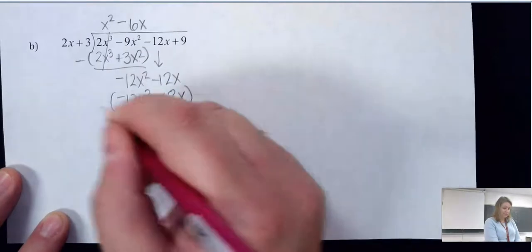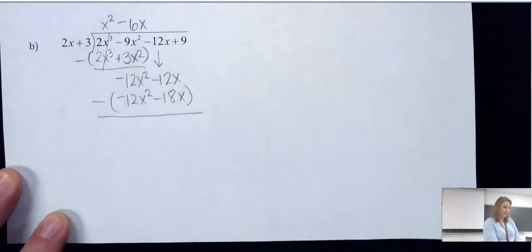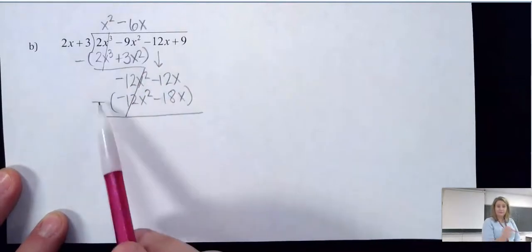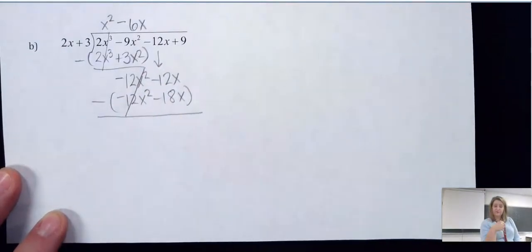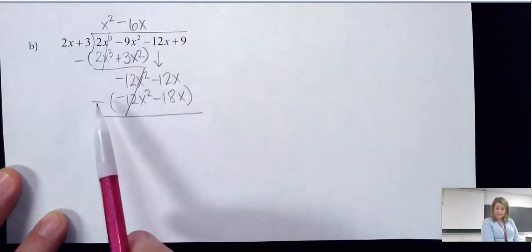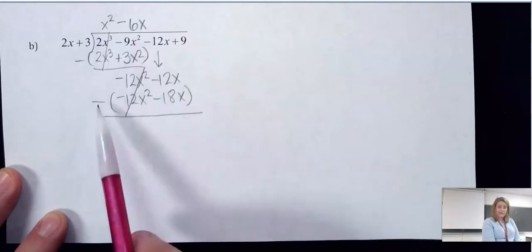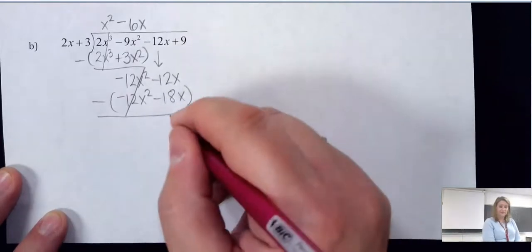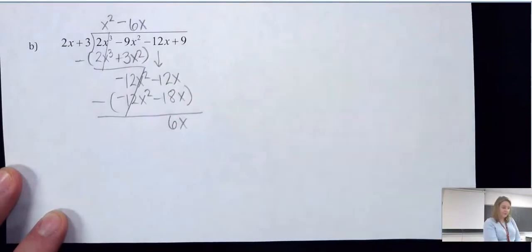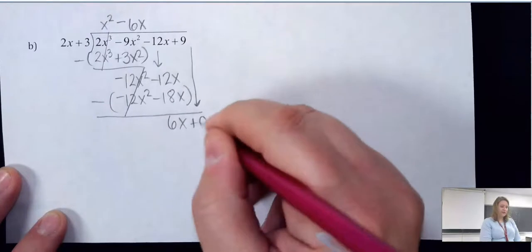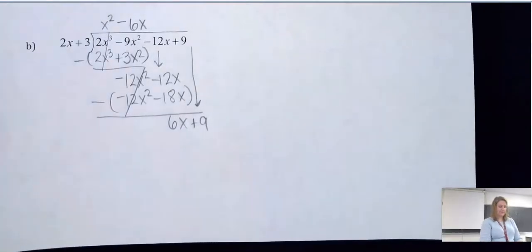And then part of long division, we're always subtracting for each step here. So -12 minus a -12 is really -12 plus 12. That's why that cancels. -12x minus a negative again, so -12 minus a negative, this is -12 plus 18x. So this will be 6x. And then I do have one more term, so I'm going to bring down the 9.